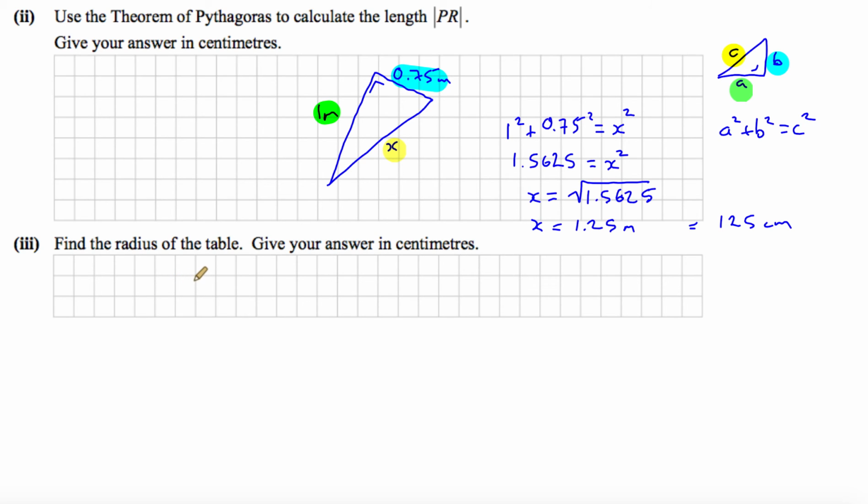And finally, part 3, find the radius of the table given your answer, give your answer in centimetres. Well, the radius will be half the diameter. So if the diameter is 125, the radius will be 125 divided by 2, which is 62.5 centimetres. And that's the end of the question.